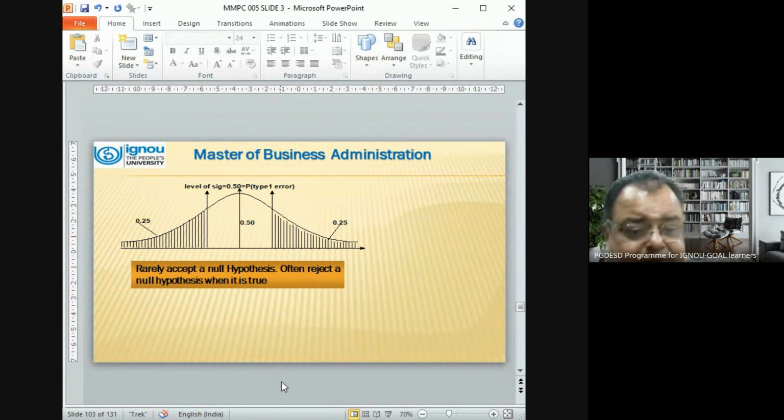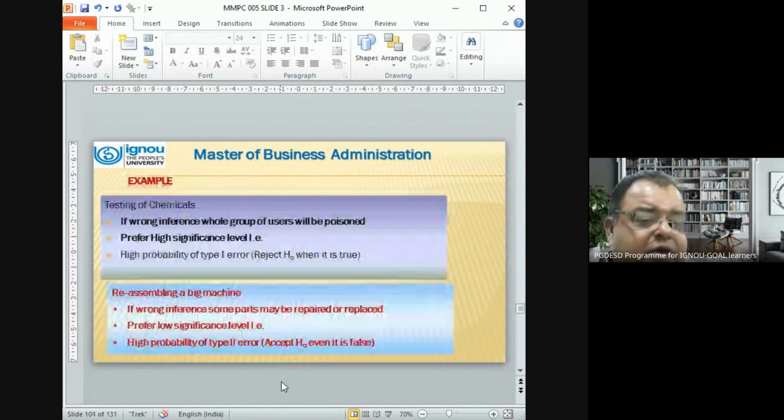Now see the example. We are talking about testing of a chemical. If wrong inferences are drawn, a whole group of users will be poisoned. Prefer a high significance level, that is, a high probability of type 1 error, and reject H0 when it is true.